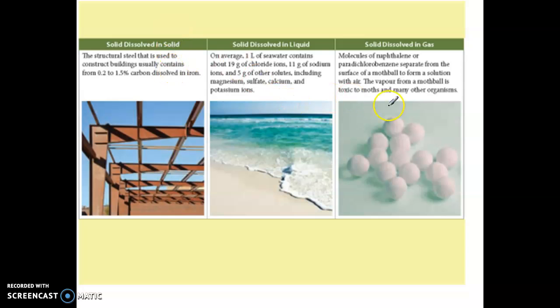Okay, so here's some more examples, and these are from a textbook, looking at different types of solutions. So here we have a solid dissolved in a solid. Here we have steel. Steel has carbon dissolved in iron, and actually there's a whole bunch of other different metals in there too. But iron is actually the solvent in this case, even though it's a solid, it seems weird to say.